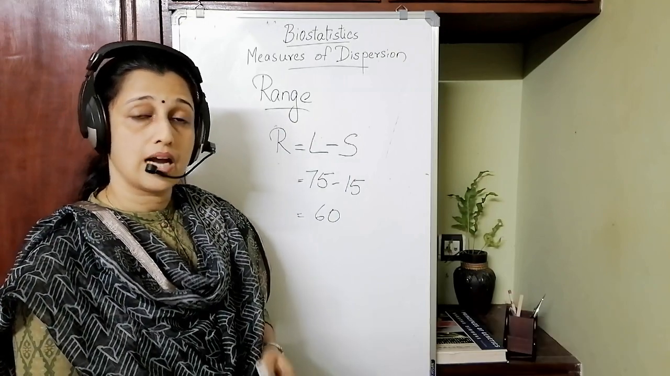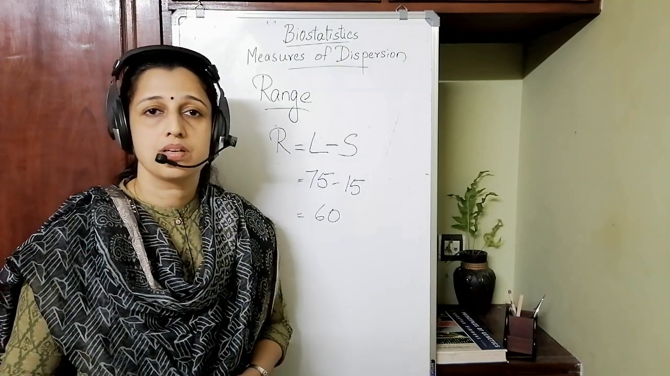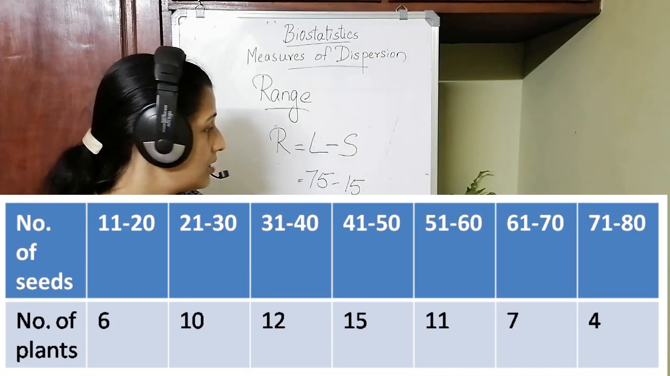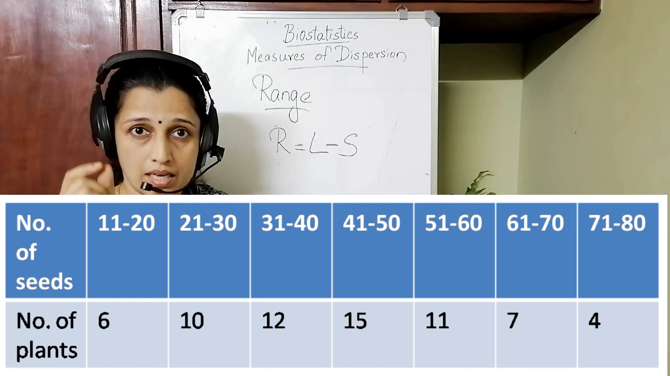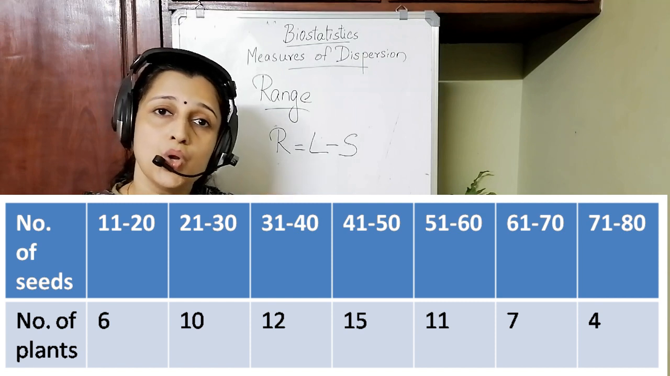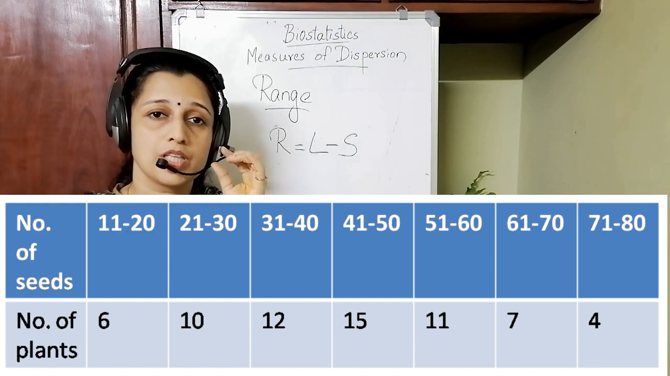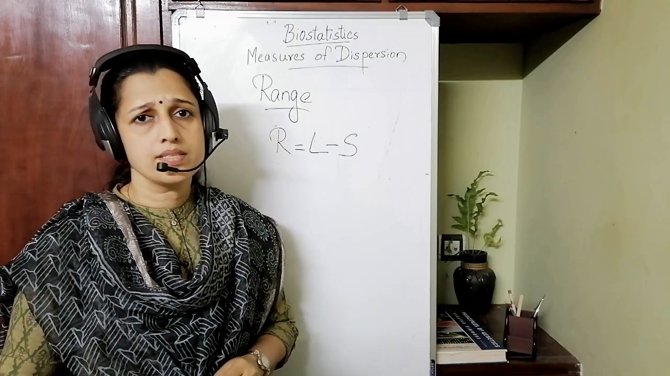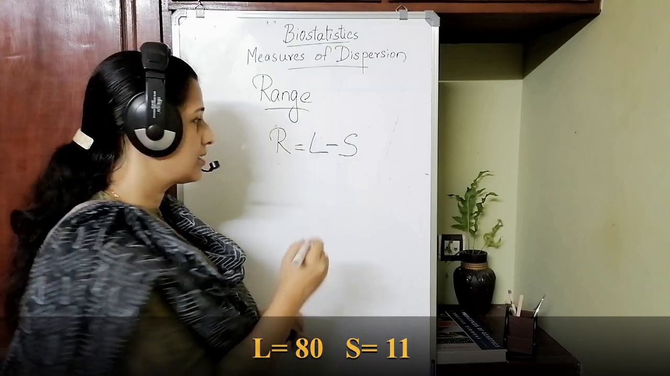Now let's see the range of a continuous series in which class intervals are given. This is a question which shows the number of seeds in plants. In such questions where class intervals are given, the smallest value will be the lower limit of the first class, or the lowest class. In this question, the lower limit of the first class is 11.